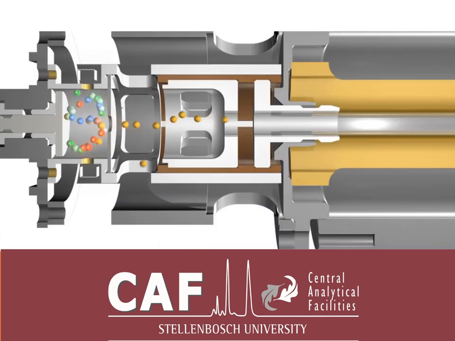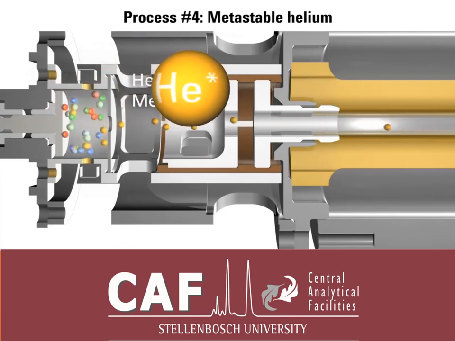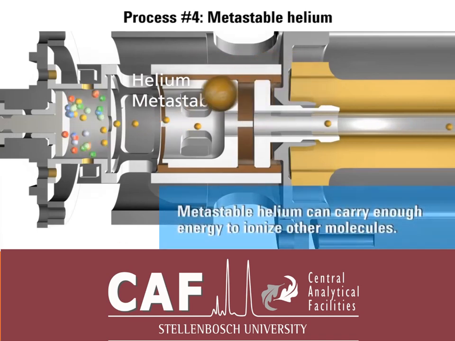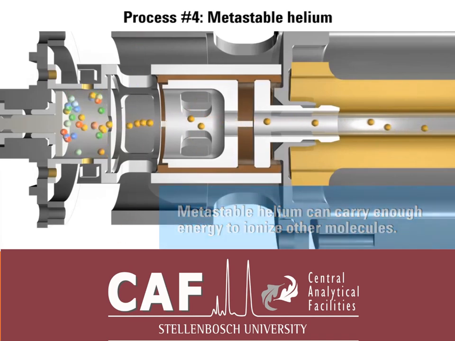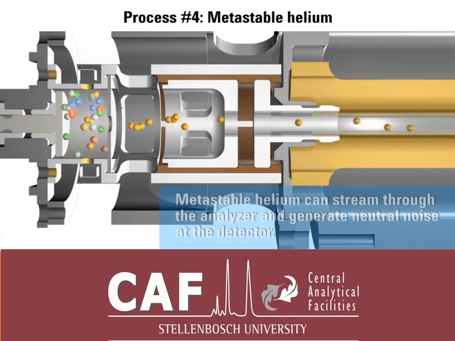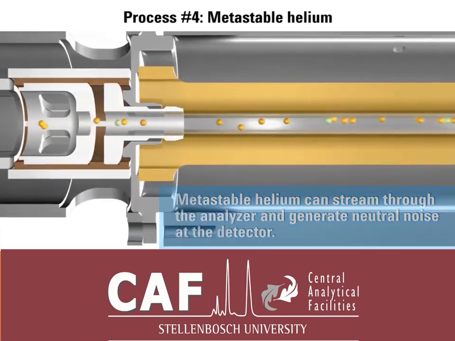Before continuing to the collision cell, one more process must be mentioned. An EI source produces a large number of highly energetic metastable helium atoms. These highly energetic atoms follow a random path like any other neutral until removed by the pump. Some will follow a path parallel to the analyzer and have a high probability of traversing the entire analyzer assembly to the HEDEM detector.